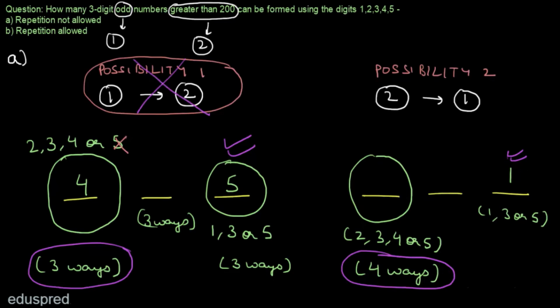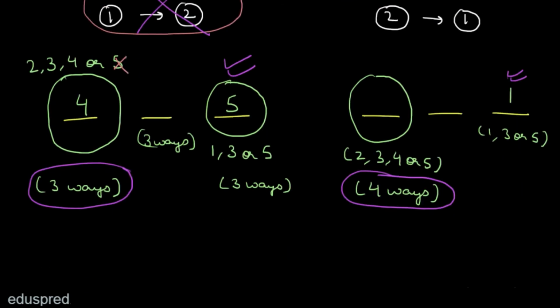Now let's see if we can go ahead with possibility number 2. So let's see what happens if we start with condition number 2 and then go to condition number 1. So your condition number 2 is that the number should be greater than 200.